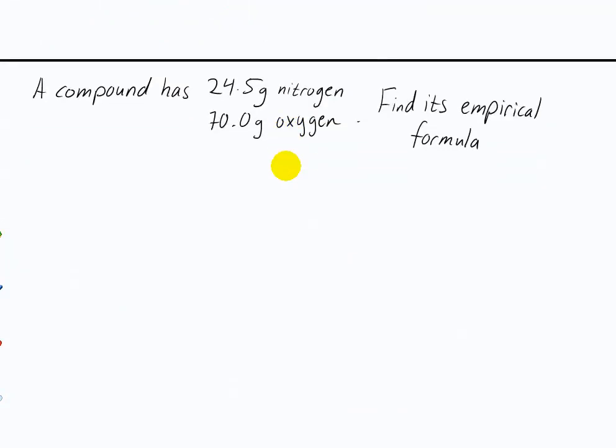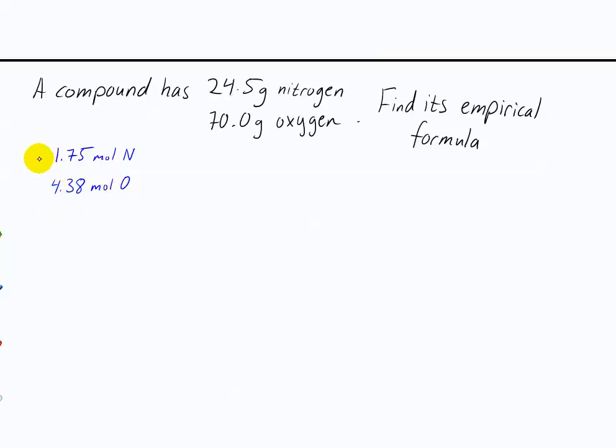All right, so what was your first step here? To convert it to moles. I won't go through the whole calculation, but how many moles did you come up with? 1.75 and 4.38. How much of nitrogen? 1.75. So that turned into 1.75 moles of nitrogen and 4.38 moles of oxygen. Okay, great. So then what'd you do? Divide it? What'd you divide each by?